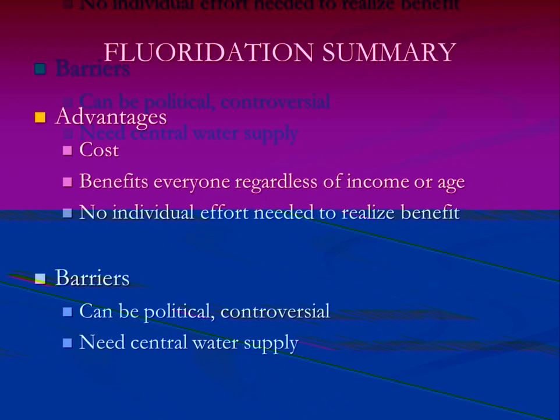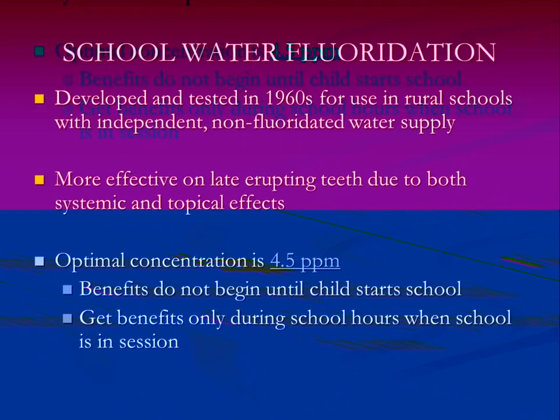If community water fluoridation is not an option within a community, we do have some other options that we can advocate for. One option is school water fluoridation. This was developed in the 60s, and basically the thought was to use it in rural schools that had a non-fluoridated water supply and had an independent water supply. So the schools had to be in a community that was not fluoridated.